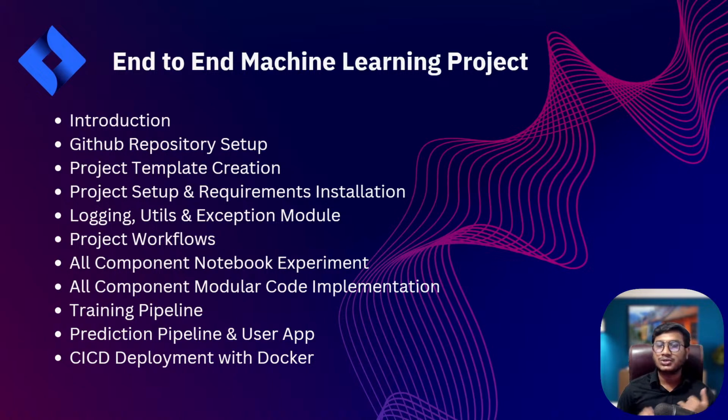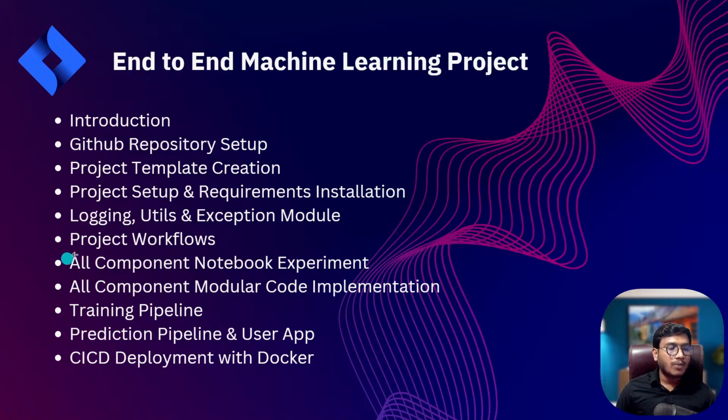Let's say data ingestion, data validation, data transformation, model trainer, model evaluation. This is called a component, and this is called the entire training pipeline. These are the separate components we have to implement, so we'll be implementing them in the Jupyter notebook. Then we'll be trying to convert all the components into our modular coding implementation. I hope it is clear.